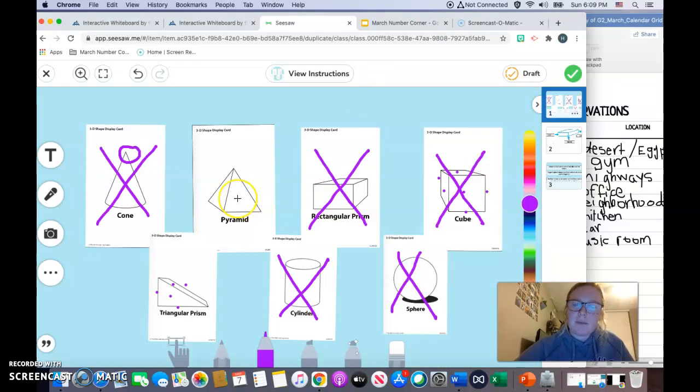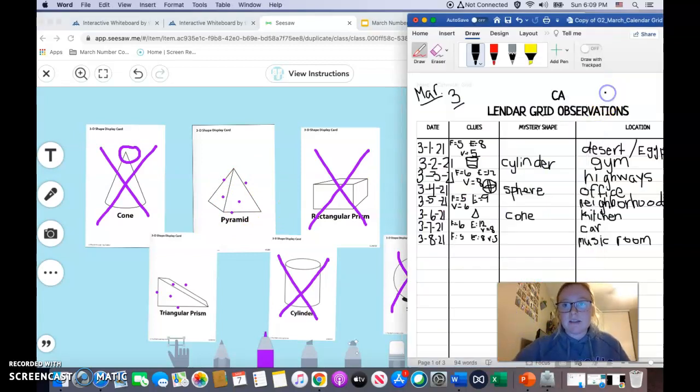Let's look at our pyramid, which is kind of like a triangle with a point. 1, 2, 3, 4, 5. That also has 5 faces. Okay, let's go to our next shape, our next clue, which is our edges, right, where those sides come together. We're looking for 8 edges.